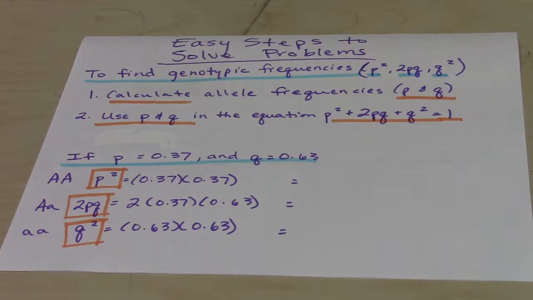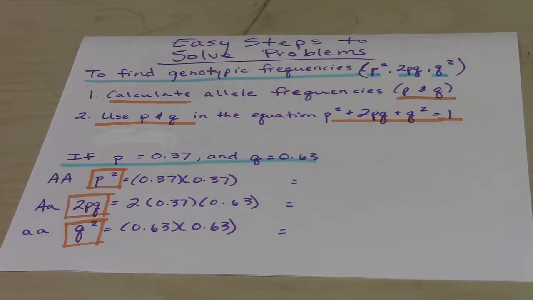To find genotypic frequencies, this is our P squared, 2PQ, and Q squared. First, you want to calculate the allele frequencies using the steps from the last slide. Then you're going to use those allele frequencies in the equation P squared plus 2PQ plus Q squared equals 1. So let's work this example together. We'll use the P and Q from the last problem.